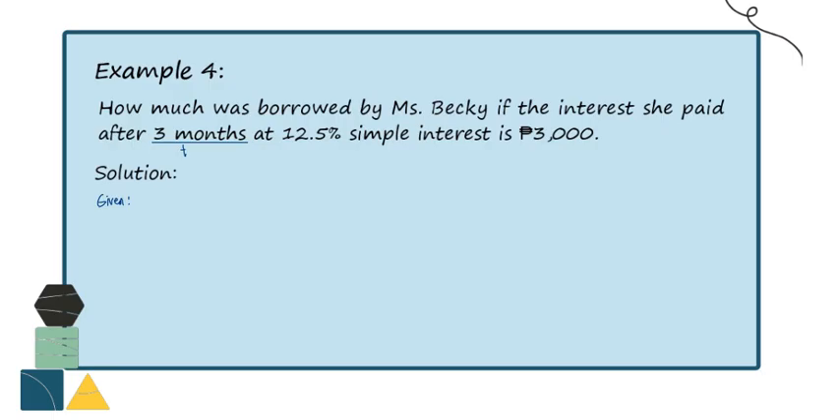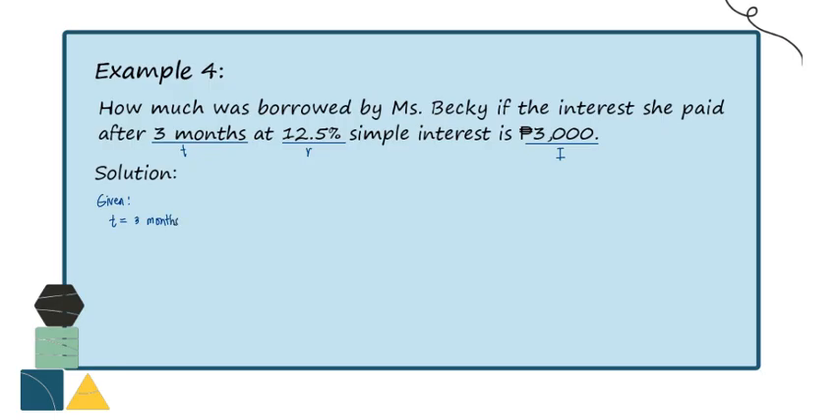And then for 12.5%, that is going to be the rate, obviously, kasi naka-percentage form siya. And then, simple interest is 3,000. So, basically, this is our simple interest. So, therefore, that's our I. So, let me just write down these values, no? Yung T natin is 3 months.